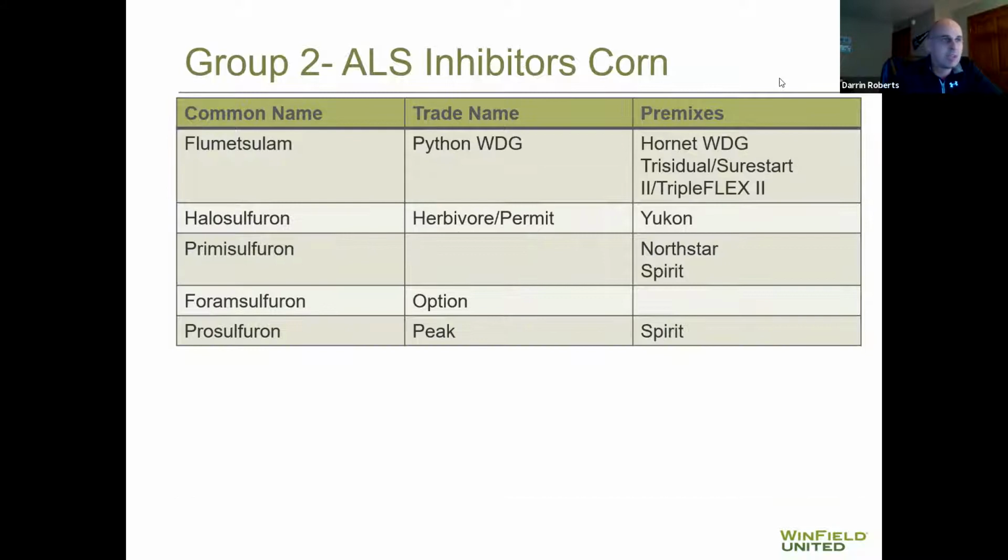And then the final one here, Python, Option, Peak. These are some other chemicals that fall under this particular herbicide group. Okay, Python in particular, very common. If you're using Trizidual or Sure Start or Triple Flex, that's one of the 3 components, along with the Stinger and the Harness in that product.